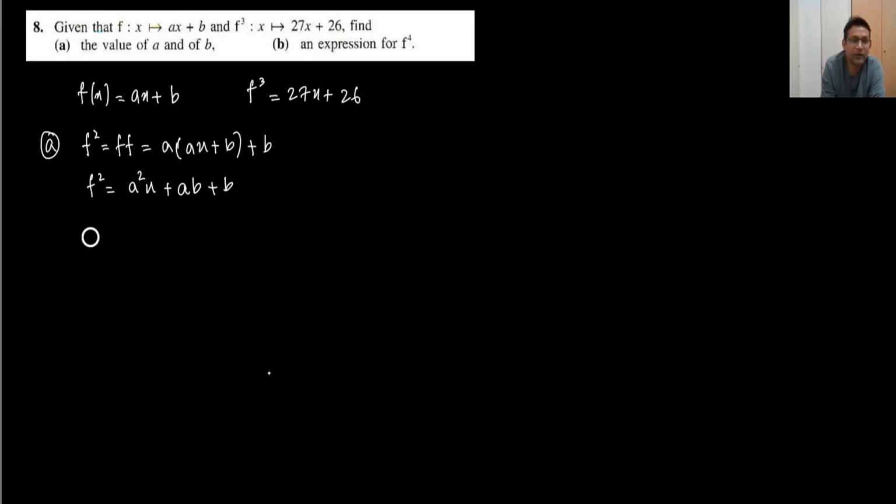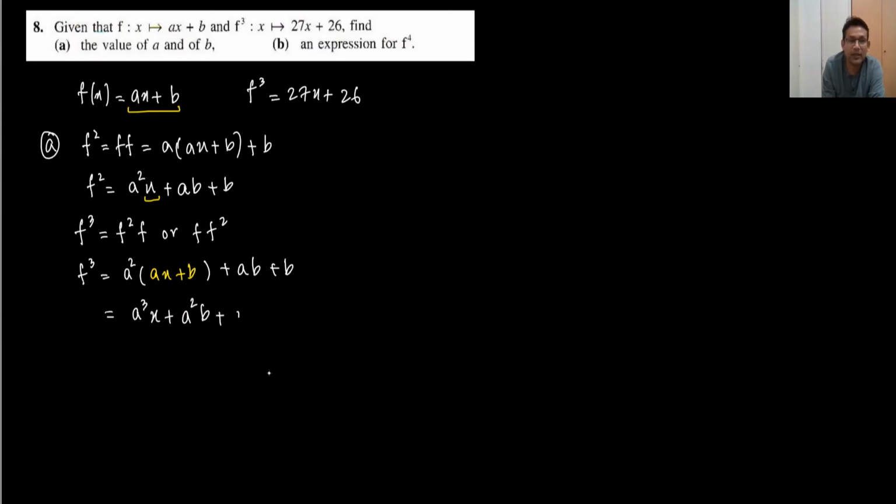Second point, what you have to do when you want to write f cube, there are two possibilities. You can write f square f, or you can write f f square. There will be no problem. It's up to you. So what I'm doing, I'm writing f square f. In f square, in the place of x, I am substituting the whole equation of f. This equation I'm writing here once again, ax plus b, in the place of this x. Now, when we simplify, it's coming a cube x plus a square b plus ab and plus b, and this is the equation of f cube.